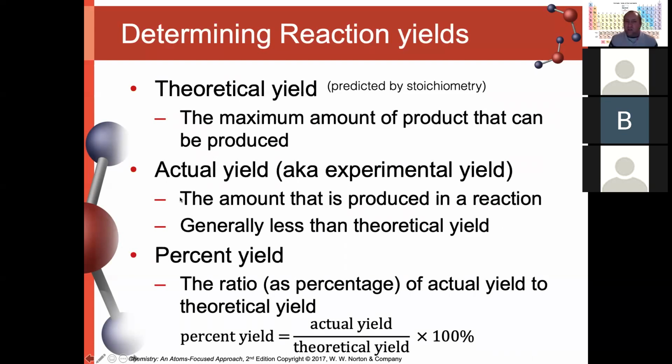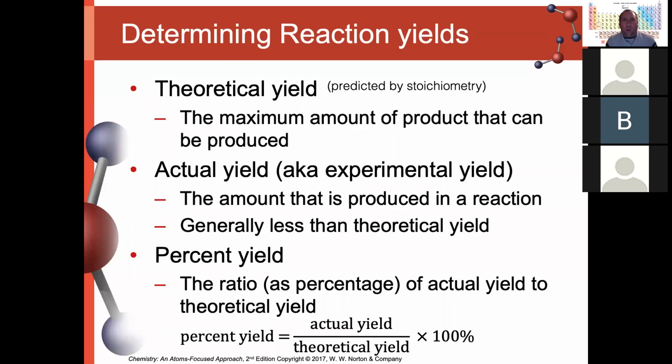Now, generally speaking, actual yield is less than theoretical yield. The reason is that when you actually do an experiment, there are often side reactions, and there are often impurities that you have to deal with. So there are a lot of other factors that come into play, and generally your actual yield suffers as a result of those other things.